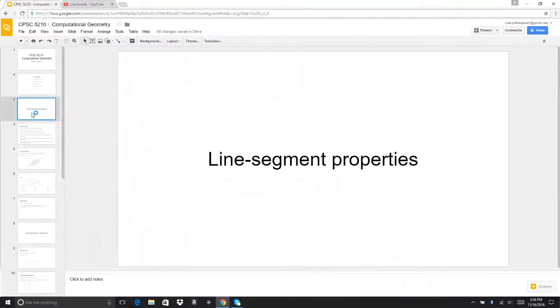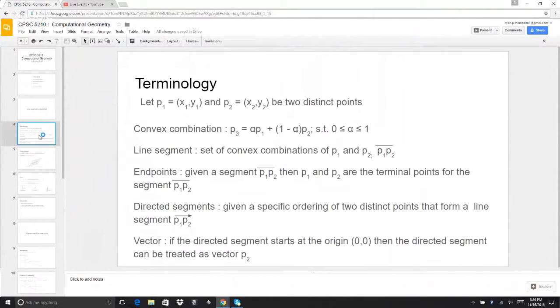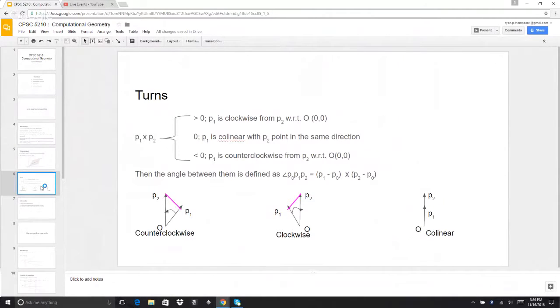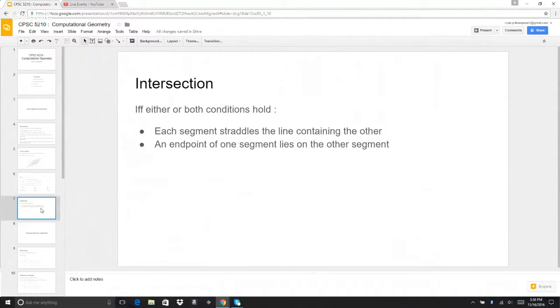In the first section, line segment properties, we'll review some terminology, explore the cross product, look at what the definition of a turn would mean when encountering two line segments, and what the intersection of two line segments can help us with.